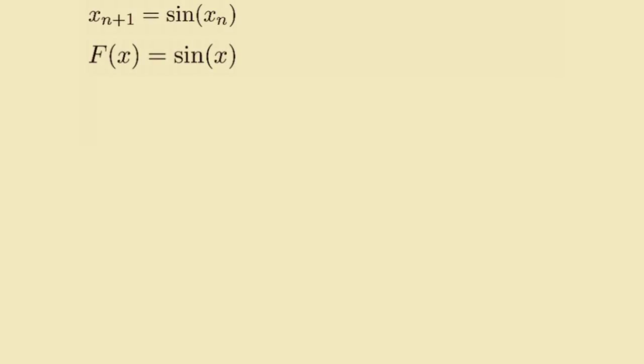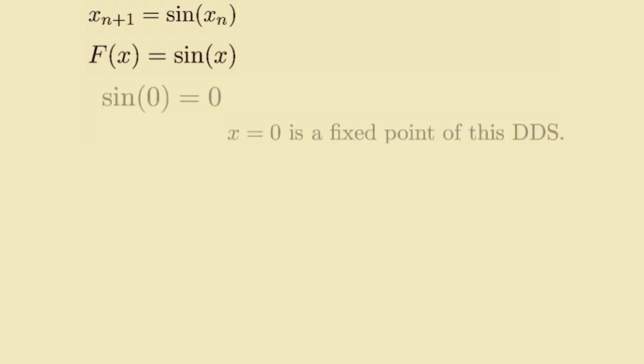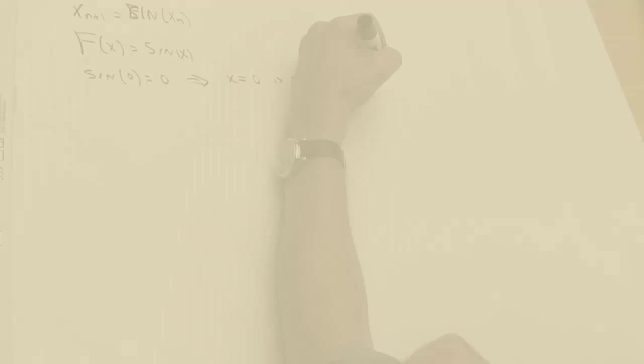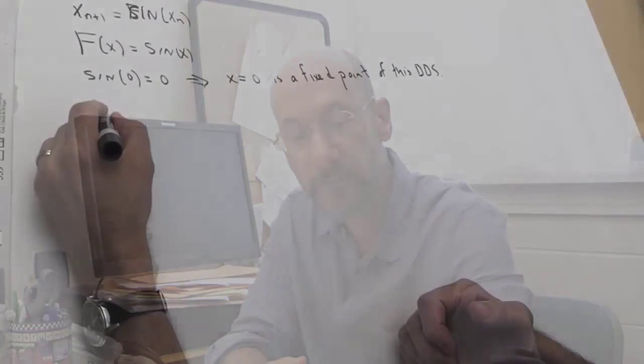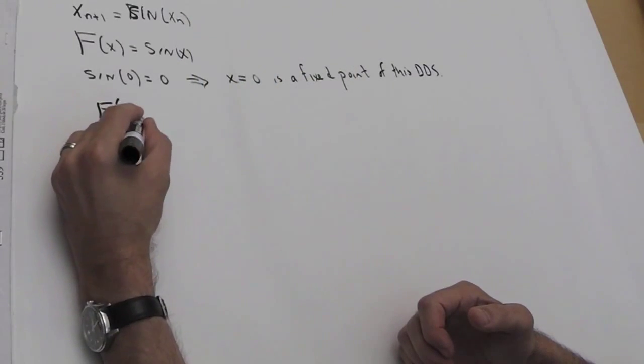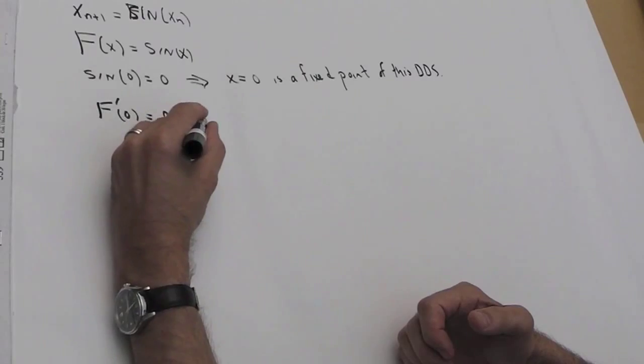Now, if we look for fixed points, we notice that since sin(0) is equal to 0, this means that x = 0 is a fixed point of this DDS. Then we want to see whether the fixed point is attracting or repelling, because that tells us what happens in the long run. So we look at the derivative, f'(0), and we notice that's cos(0), which is 1. And if you remember, 1 is indeterminate. It doesn't tell us whether it's attracting or repelling.